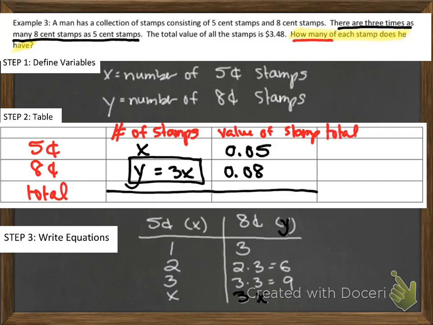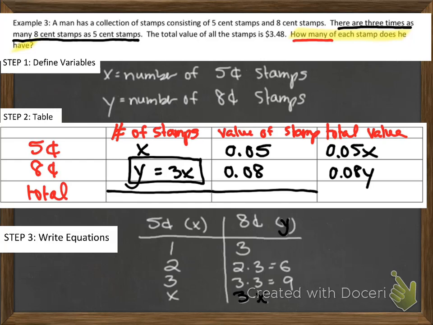Then we have the total value, or the total amount of money that's being tied up in each type of stamp. And you might recall, in previous problems, all we do is we just multiply across. So 0.05 times x is 0.05x. What about this? What should we do? Well, you have 2 options. You could do 0.08y, or you could do 0.08 times 3x. I'll leave it up to you.